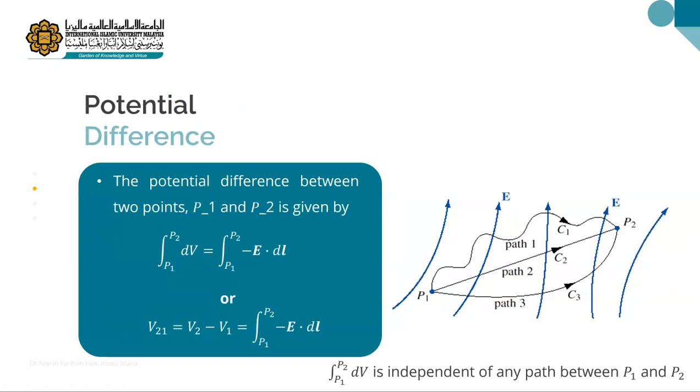Next is the potential difference. So imagine you have 2 points, P1 and also P2. That would be equal to the integration from P1 to P2 of dV, which would be minus E dot dL. Sometimes the potential difference is called V21, which is equal to V2 minus V1.